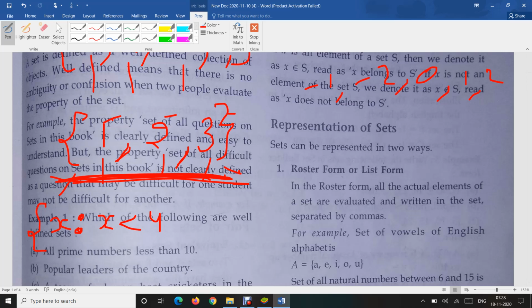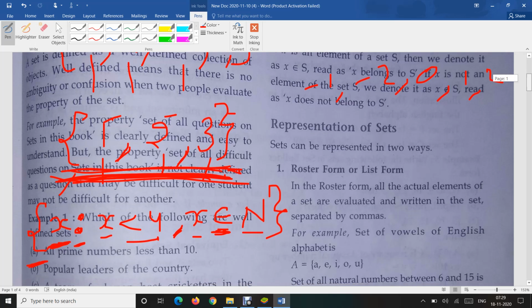x is less than 4 where x belongs to natural numbers. This is the sign of belongs to. See, set of all x; this x defines this set, that's why we call it all x, such that x is less than 4, where x belongs to natural numbers. So this is the set builder form. About Venn diagrams, we will study in the next class.